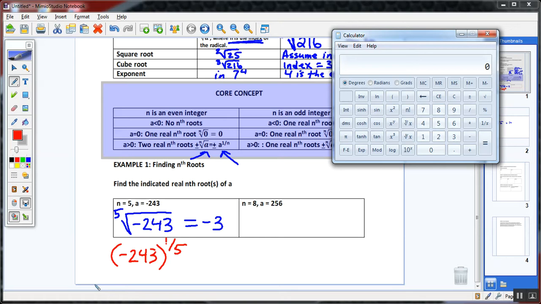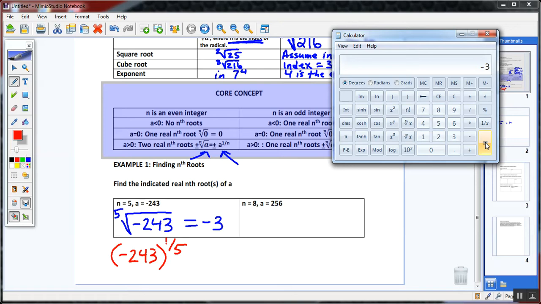Got it? Okay. Are you guys good on calculator? Good. Xavier, are you good? Guys all good on your calculator? Okay. I don't care how you typed it in. For me, I might have typed this in as negative 243, I'm going to hit this button. That's what I have to do in this one. Fifth root I want. What do I get?